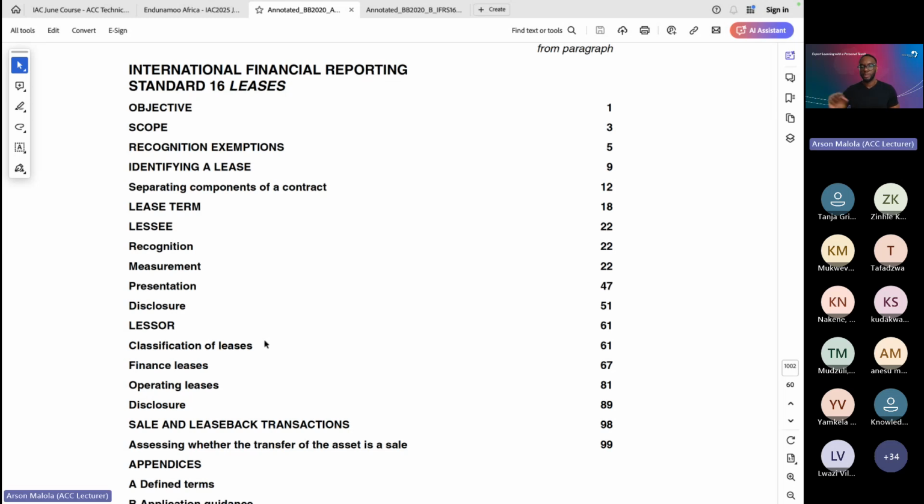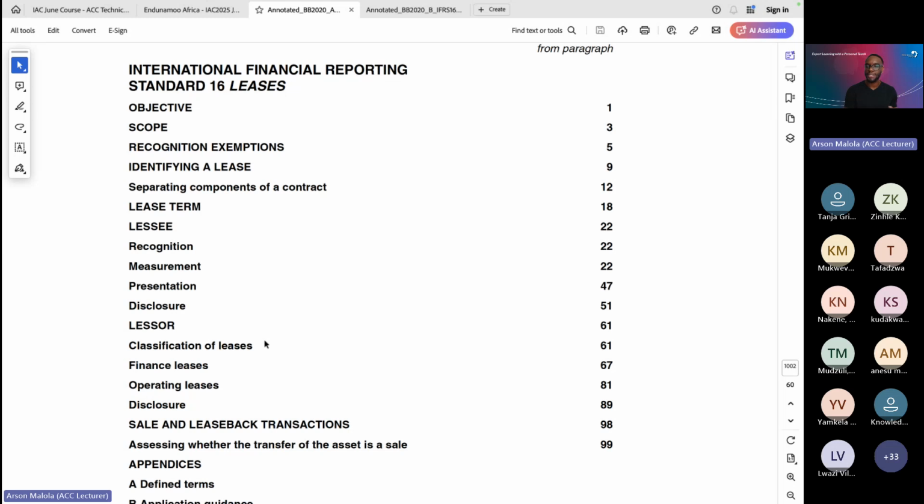And then what number do I put in my journal entry? How much? That's a measurement principle. How much on day one, initial measurement? How much going forward, subsequent measurement? When do I take this thing off of my financial statements? De-recognition.